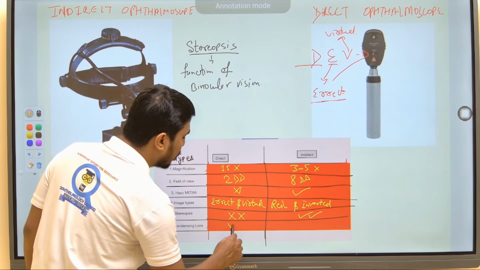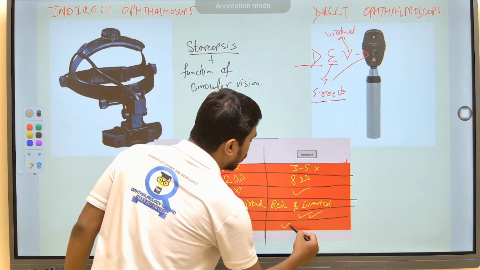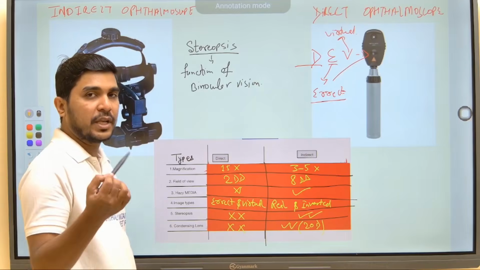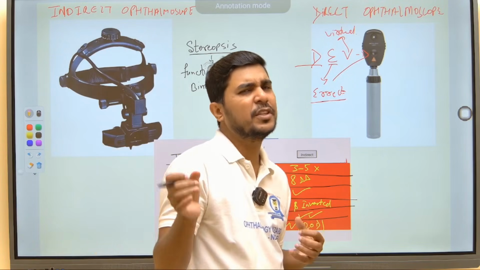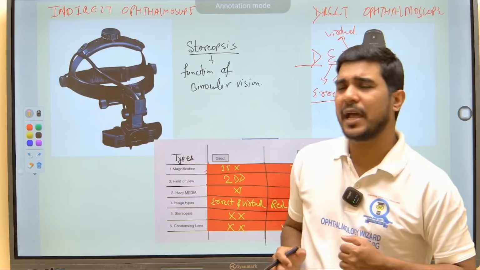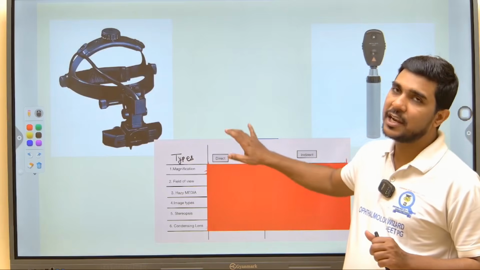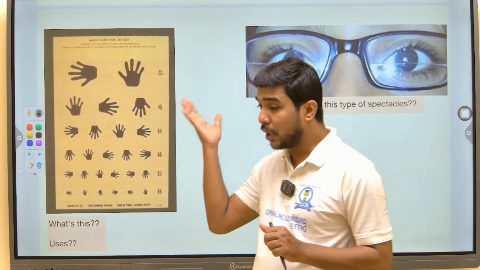A condensing lens is not used here. Here a 20D condensing lens is used. Most commonly we are using a 20 diopter condensing lens. So this is all about the indirect and direct ophthalmoscope. This is very common. You have to remember that. There is no excuse for that. I'm sorry, but there's no. I have told you many mnemonics regarding this. Understood?